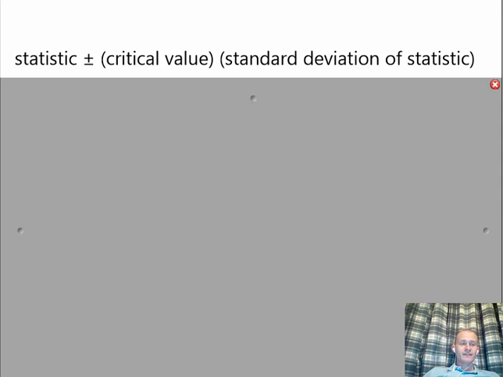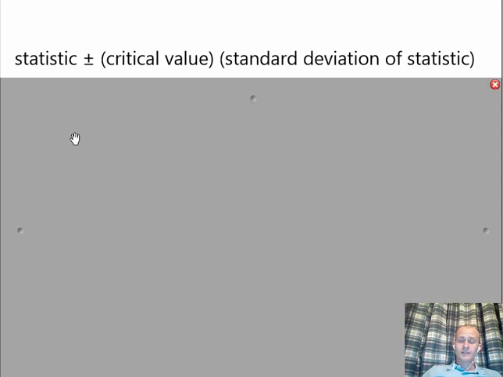Once we have established the basics of the different things we can do, we do have some conditions. You're going to find those in your packet. What we're going to use those conditions for is our confidence intervals.